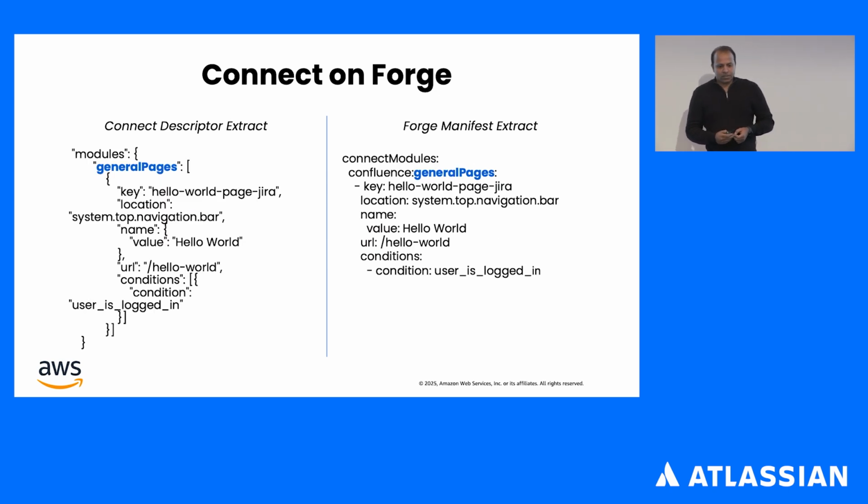Similarly, in the module definitions, you're still defining the same components. You still define a page with a specific key. You are still placing it in a navigation bar. You are still giving it a name, specifying a URL, and you are still setting conditions on when it will appear. The Connect module namespace that you see in the Forge manifest clearly indicates that these are the Connect modules that your app is leveraging, which is really helpful because when you have this Connect module definition in the manifest, that gives an indication that you're still using Connect modules at some stage.